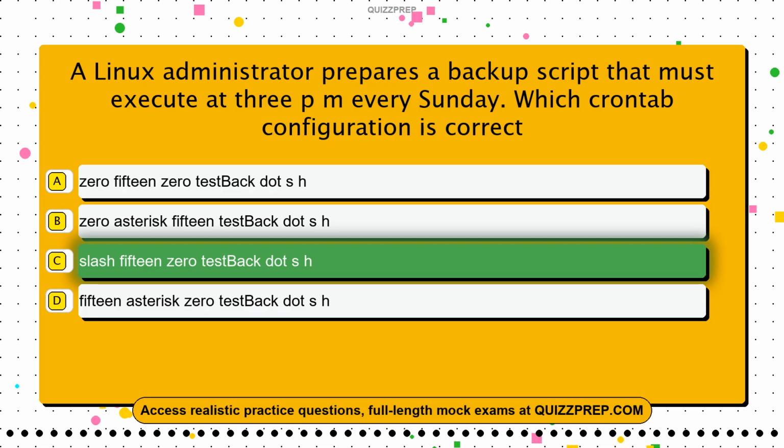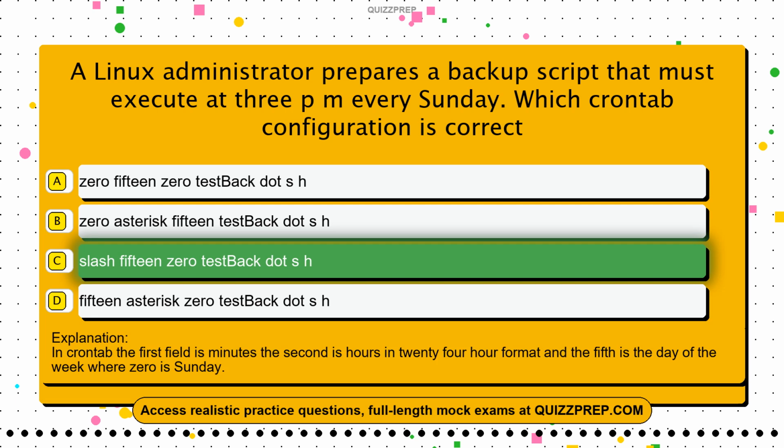The correct answer is option C, testback.sh. In crontab, the first field is minutes, the second is hours in 24-hour format, and the fifth is the day of the week where 0 is Sunday.